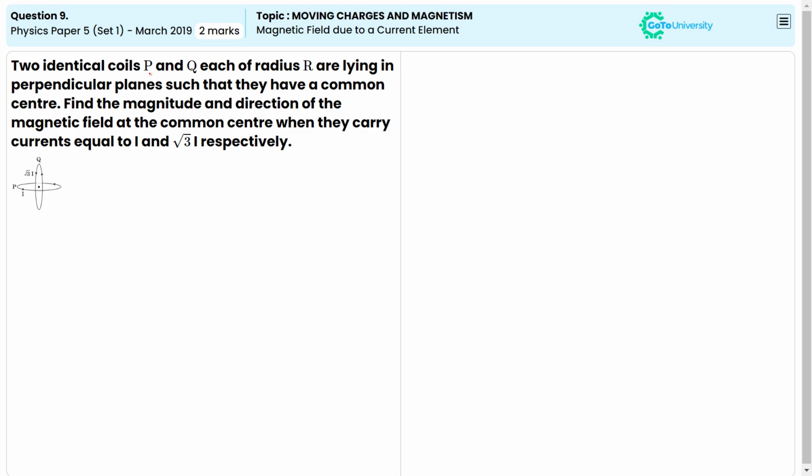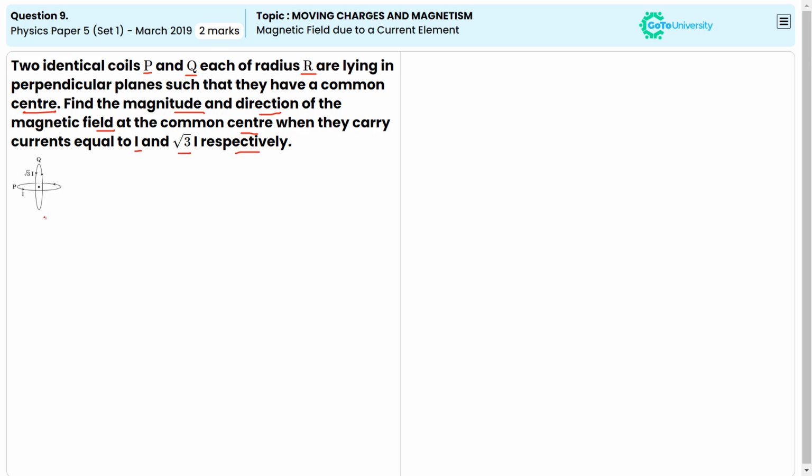Two identical coils P and Q, each of radius r, are lying in perpendicular planes such that they have a common center. Find the magnitude and direction of the magnetic field at the common center when they carry currents equal to I and root 3 I respectively.